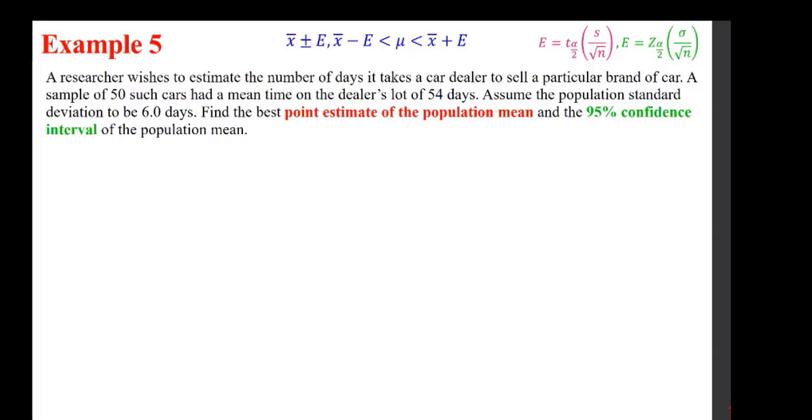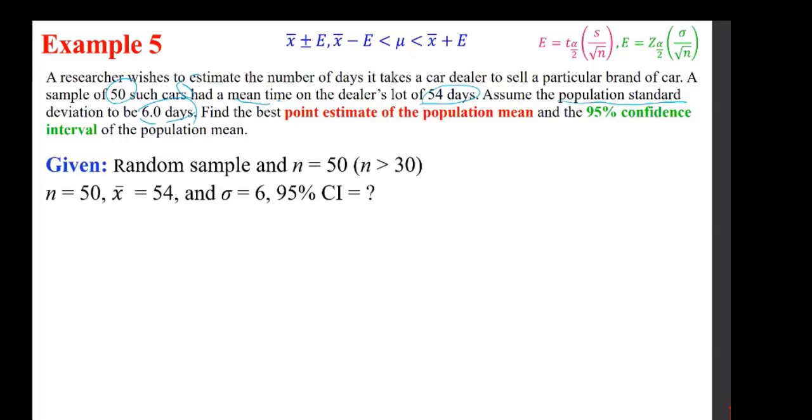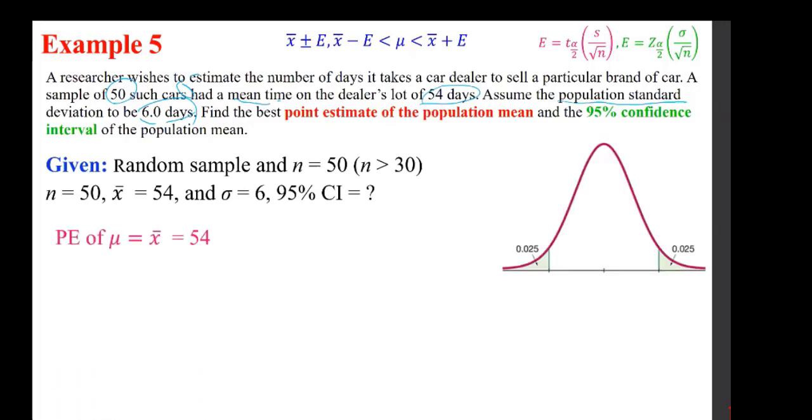Let's write the given. And the very first one is a sample of 50, so that's n, and it's larger than 30, so that's good. Then mean time, that means X bar. And then we have population standard deviation, sigma. And we want a 95% confidence interval. Point estimate for mu is always X bar, so that's not a big deal.